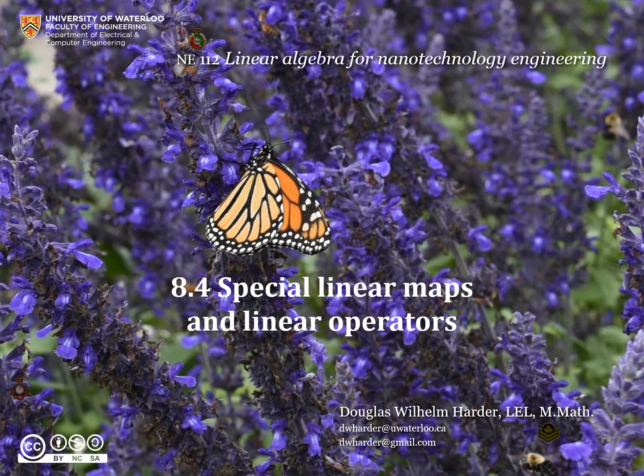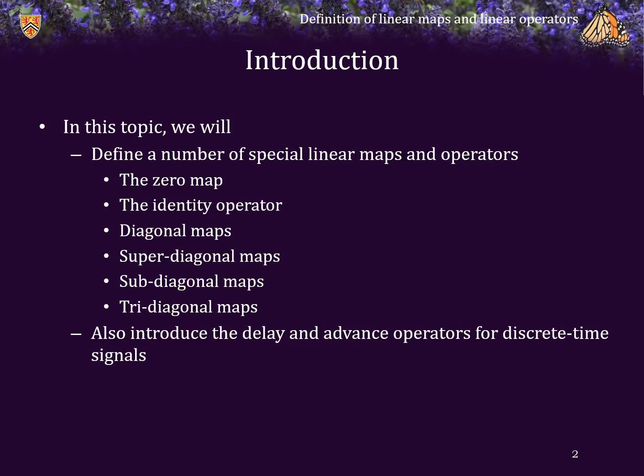In this topic, we're going to look at some special linear maps and linear operators. We will define a number of special linear maps and operators we will use in this course, including the zero map, the identity operator, diagonal maps, superdiagonal, subdiagonal, and tridiagonal maps. We will also introduce the delay and advance operators for discrete time signals.